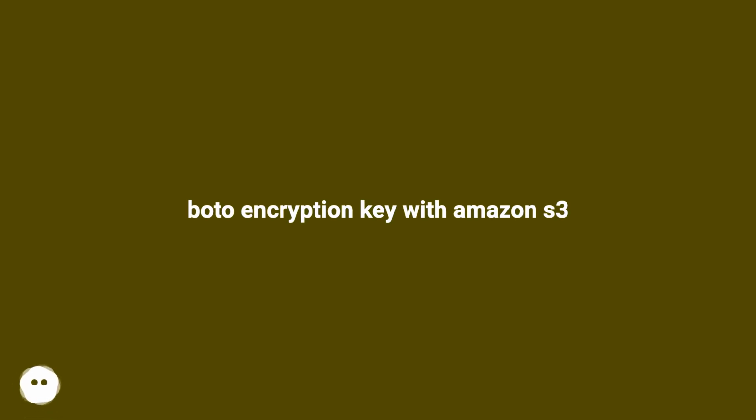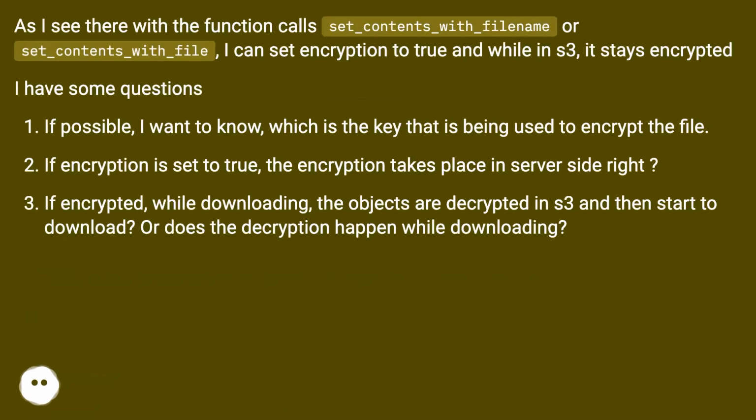Boto encryption key with Amazon S3. As I see there with the function calls set_contents_with_filename or set_contents_with_file, I can set encryption to true, and while in S3, it stays encrypted.